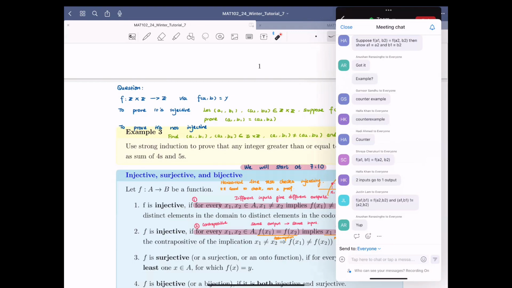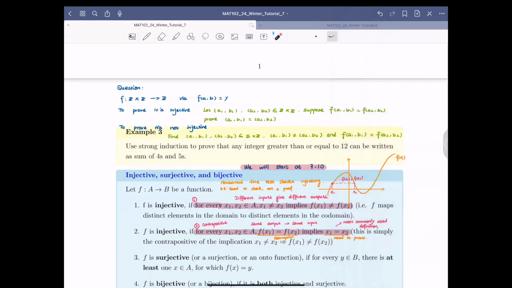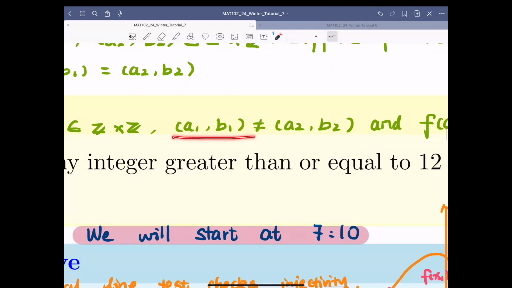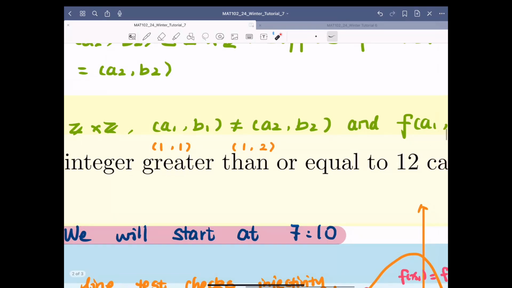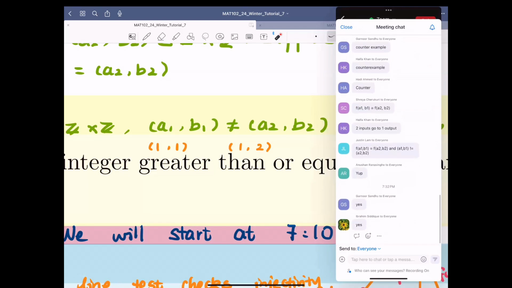Now I have another question. If we look at this part, let me give you a specific example. For example, I have 1, 1, and I have 1, 2. Can they work as my counterexample? Can I say they don't equal each other? Or do I have to make sure A1 does not equal A2, B1 does not equal B2? What do you guys think? Do they equal each other? Yes, that's correct. They don't equal each other.